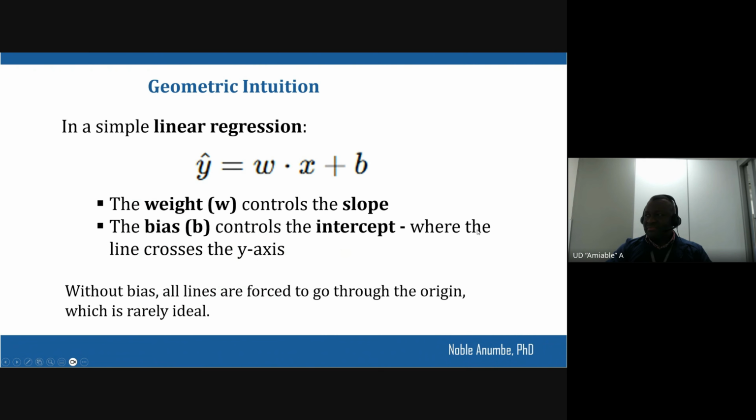So same thing here, right? I'm just reiterating it for knowledge's sake. The weight controls the slope, right? So it's like the slope in the straight line equation. The bias controls the intercept. That's where the line crosses the y-axis. That's what your bias is. Now notice, without bias, all lines are forced to go through the origin, which is rarely ideal. So sometimes you notice, depending on where your dots are, you don't always have to go through the origin, but the bias or the intercept is what helps you go through any point where it best fits on your y-axis.